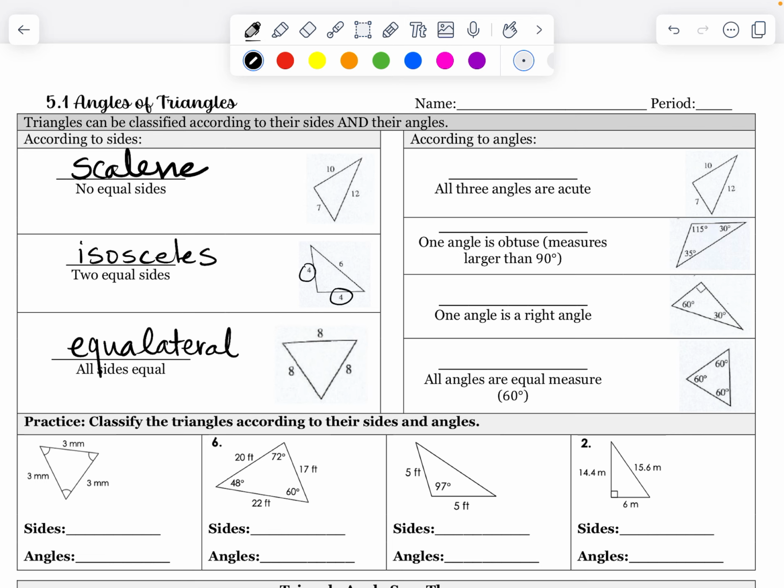All right, now, if you have all three angles being acute, all three of those angles are less than 90, so that is an acute triangle. Acute things are small. If at least one angle, you can only have one angle, is obtuse, it's an obtuse triangle. And if one of them is a right angle, right angles can either have the 90 or the little box in them, it's a right triangle.